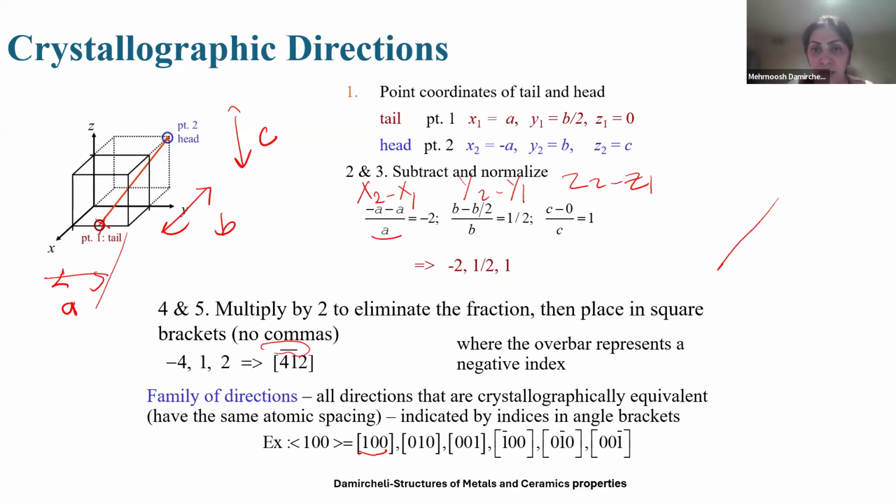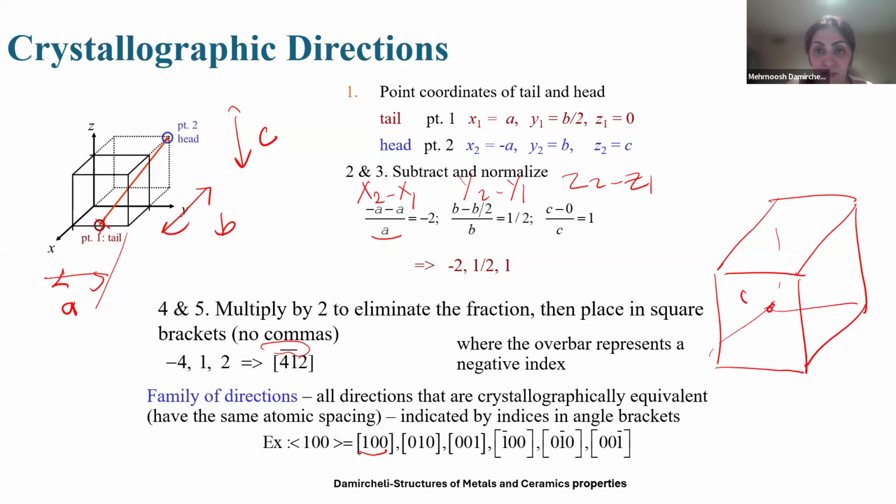If you consider that we have the cubic cell, and it is the origin of that. For this direction, for example, we don't have any change of x, but there is a change of y, and we don't have any change of z. So it is [0 1 0]. In the next slide, you see that we have different directions.